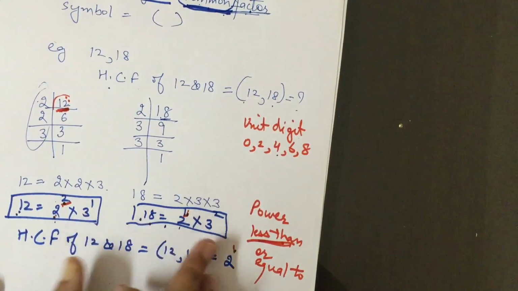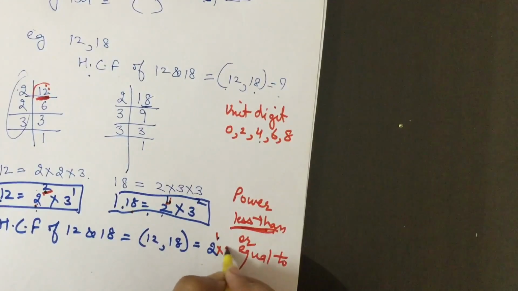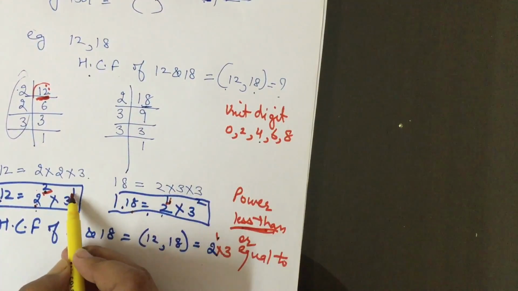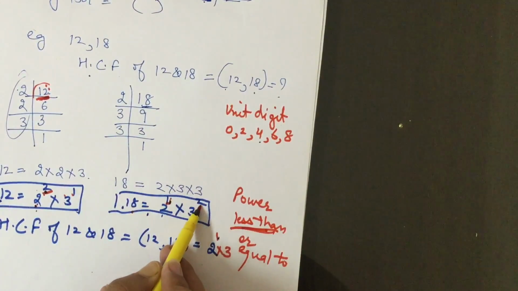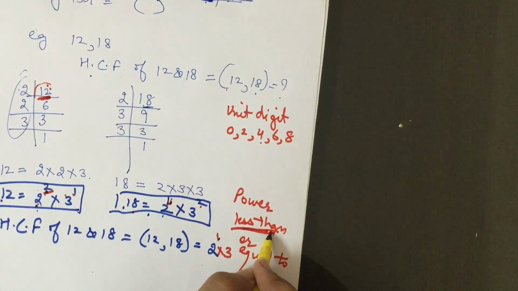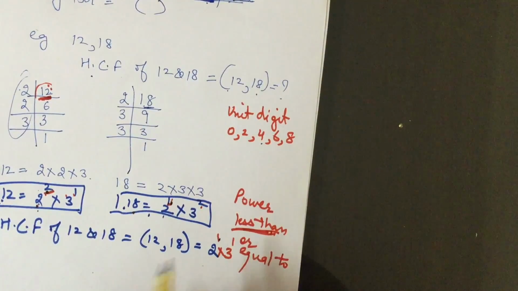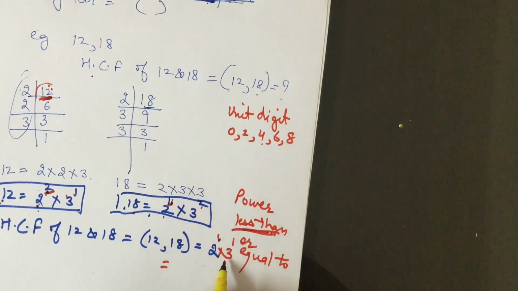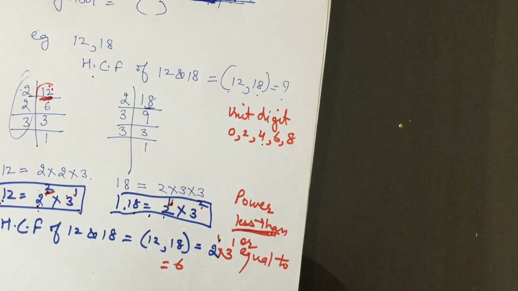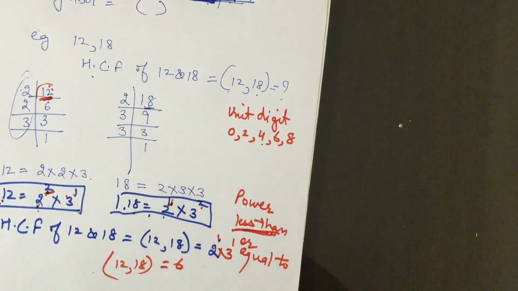Now again 3 is a common factor of 12 and 18, so it will come in the answer, and the power is different here, 1 and here 2. It means the concept that applies is less than, the smallest of 1 and 2, and that is 1. So 2 raised to power 1 into 3 raised to power 1 is equal to 6. Okay, so finally the HCF of 12 and 18 is equal to 6.